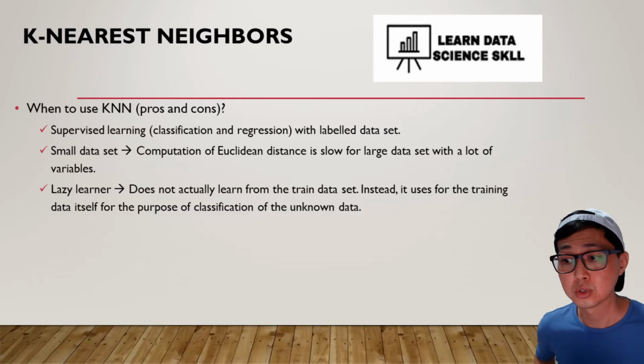And k-nearest neighbor is suitable for small data sets, because to look for the nearest neighbor, we actually want to calculate a Euclidean distance. Calculating the Euclidean distance for small data sets is normally fast and less computationally expensive. But if you have a very big data set, then the algorithm might take quite a long time to give you an answer. So you may want to consider k-nearest neighbor if you have a small data set with a small number of variables.